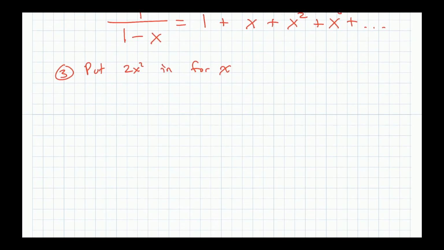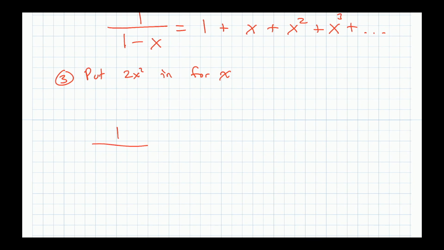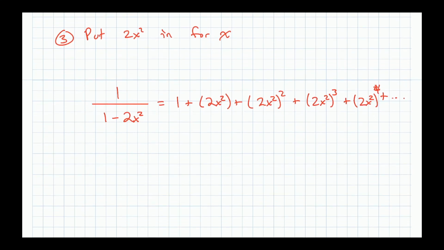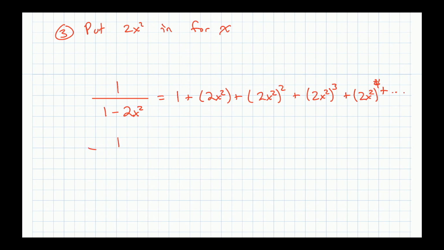So if you put 2x squared in for x, you're going to get 1 over 1 minus 2x squared is 1 plus 2x squared plus 2x squared squared plus 2x squared cubed plus 2x squared to the 4th plus dot dot dot, right? So we're getting there. 1 minus 2x squared. So what do we have? I'm going to work this out.